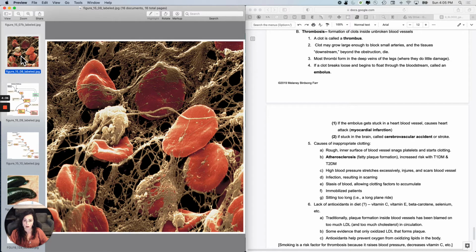Most of your thrombi form in the deep veins of the legs because the blood flow back is slow and gravity is against them. They're low pressure. That doesn't go very quickly through. So most of them form in the deep veins of the legs where they do little damage, and most of them get broken down by anticoagulants. But if a clot breaks loose and doesn't get broken down and begins to flow through the bloodstream, it's called an embolus.